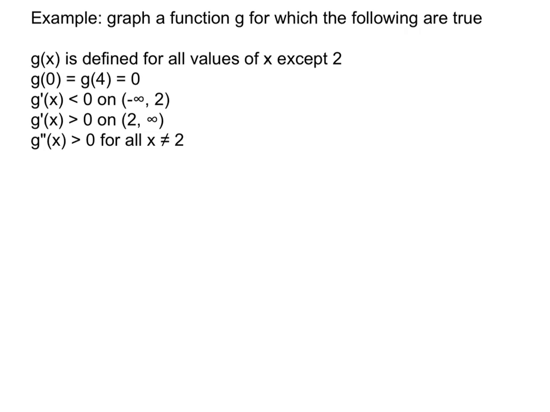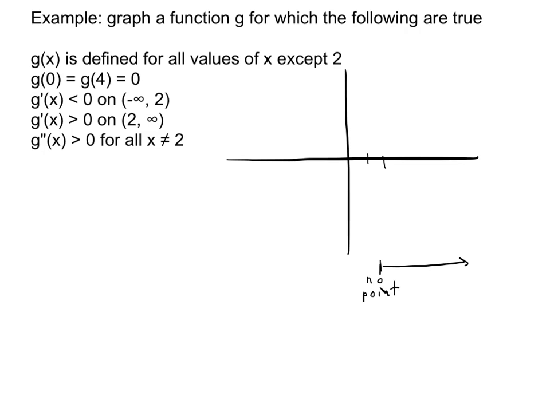So same deal. I want us to graph a function g for which the following statements are true. If you're feeling up to it, I'd say pause the video and try this out and see where you get. Again, I'm really going to stick to the things that I said before. We start with a graph. It says that g of x is defined for all values of x except 2. So that means that at 2, there will be no point, but everywhere else, my function is defined.